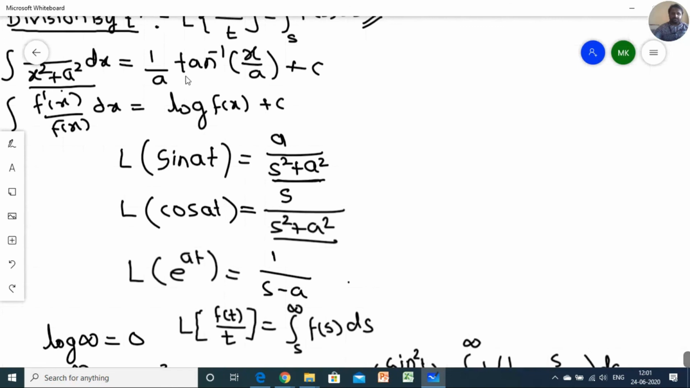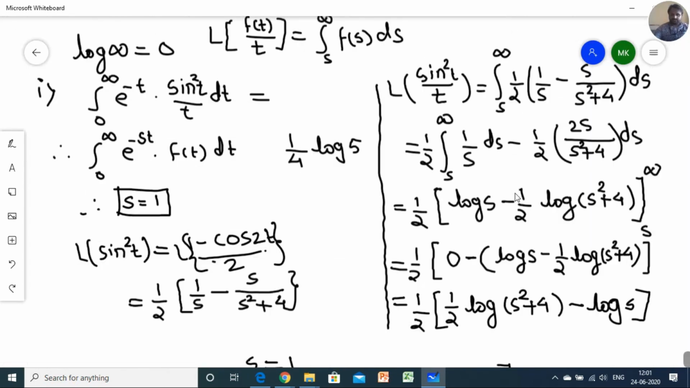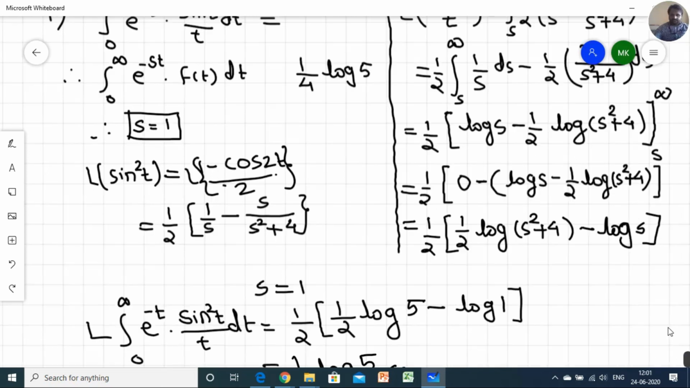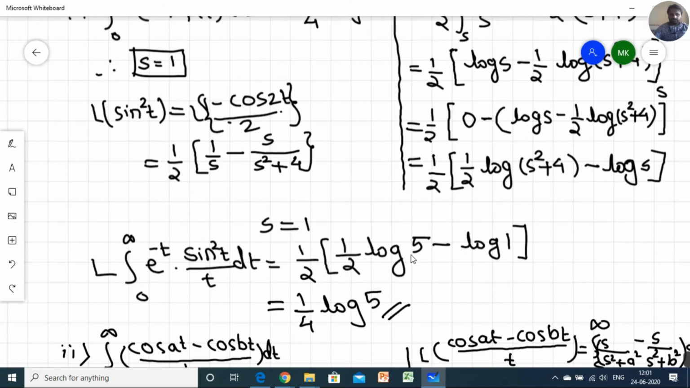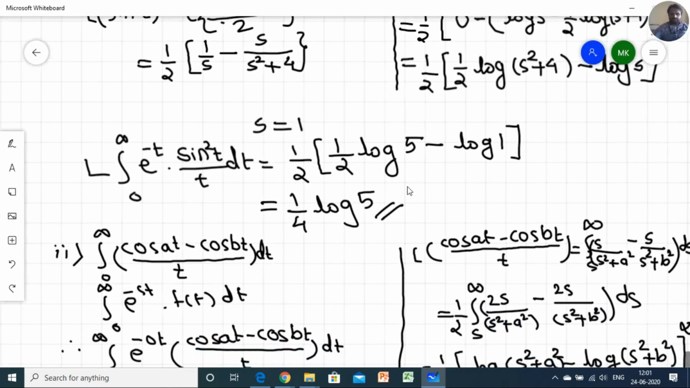Like this formula. No, it is not like this. Instead of understanding sine or cosine concept, you must understand this concept: a upon a square plus s square, so that you will never forget it. That is exactly the concept. Hope this concept is very clear with all of you.